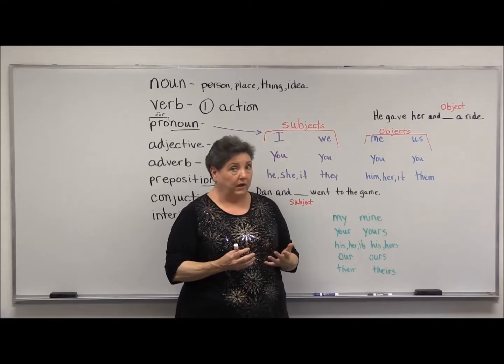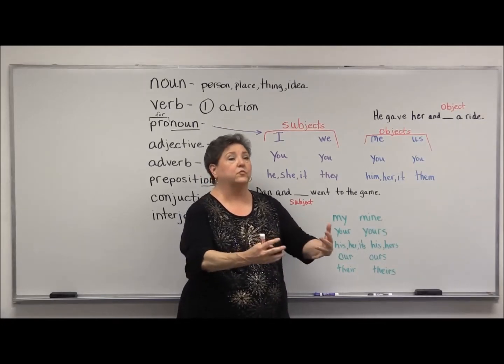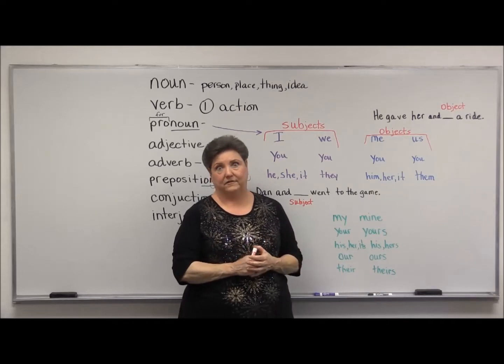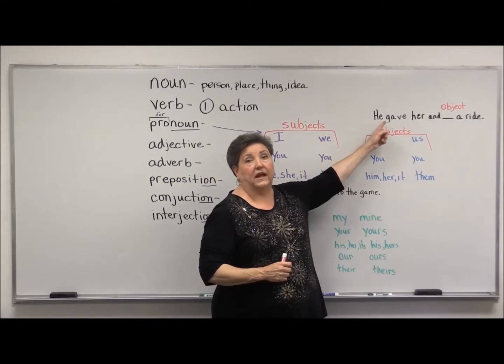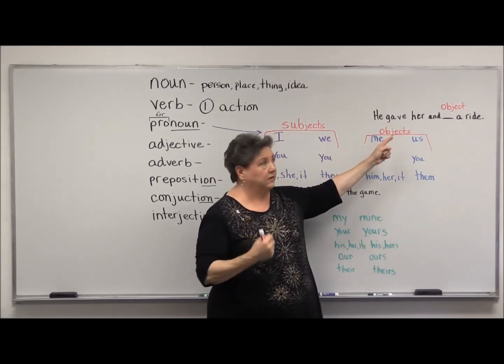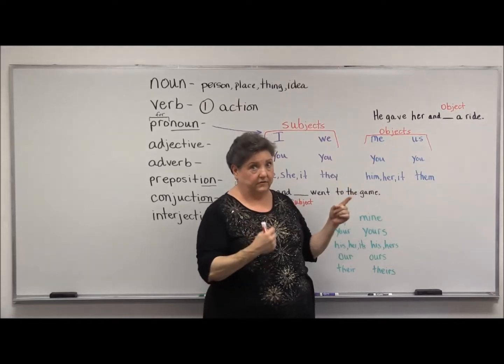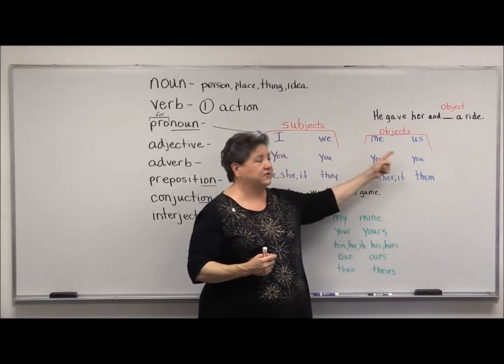An object is always a noun or a pronoun, and it's the person or thing that's receiving the action of the verb. So he, subject, gave, verb, her, she's receiving, and that blank is receiving. So the pronoun has to come from this list.